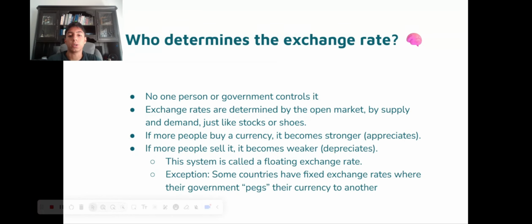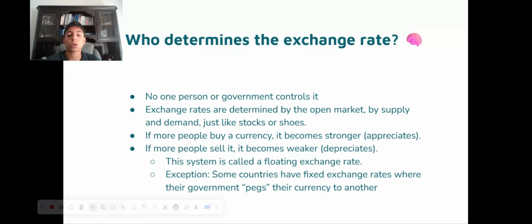Who decides the exchange rate? Here's the key question: who decides how much one currency is worth compared to another? The short answer is nobody. The exchange rate is determined by supply and demand, just like how sneakers or stocks go up and down in price. If more people want US dollars, the value goes up. We say the dollar has appreciated. If people start selling dollars and buying euros instead, the dollar depreciates, its value goes down.